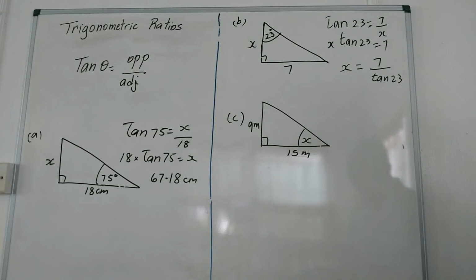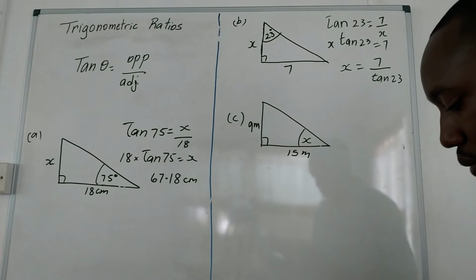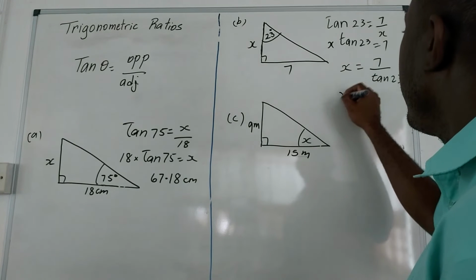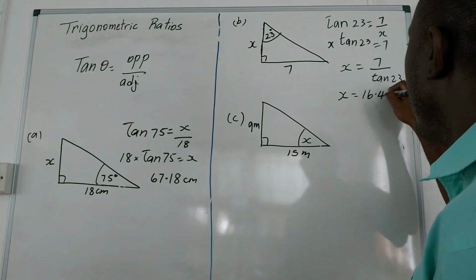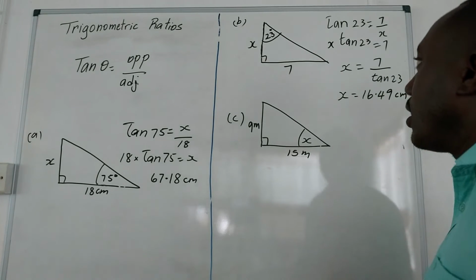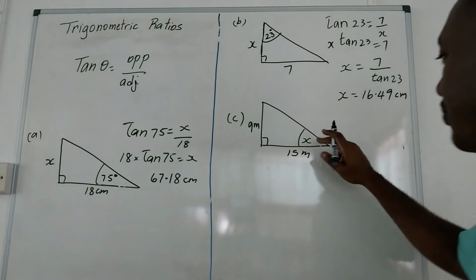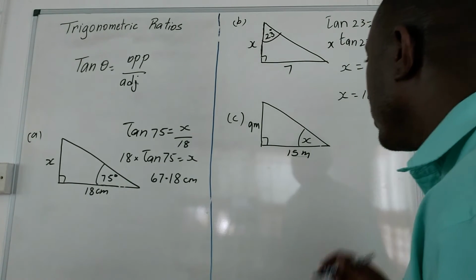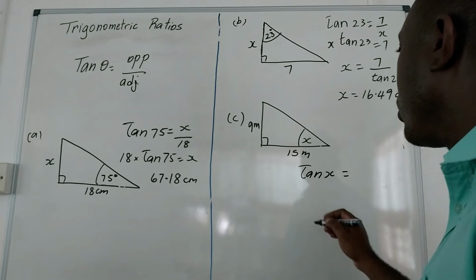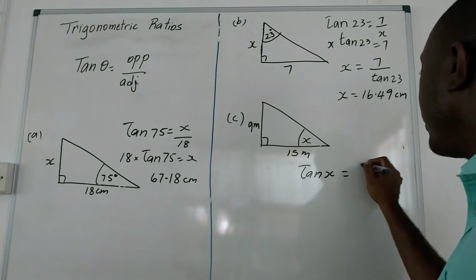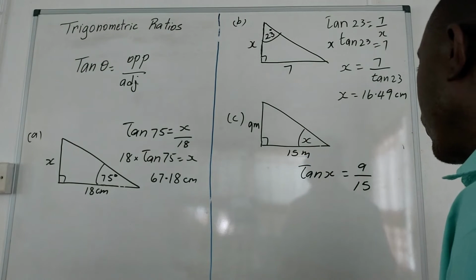So again, 7 divided by tan 23 will give us x is equal to 16.49 cm. Alright, so we calculate the value for x. Now let's calculate the value for our angle. So tan x is equal to the opposite, which is 9 over 15.